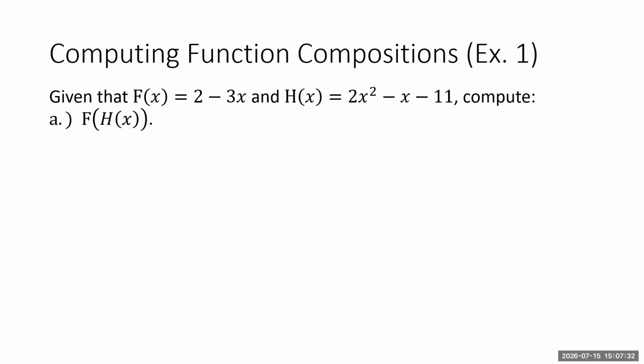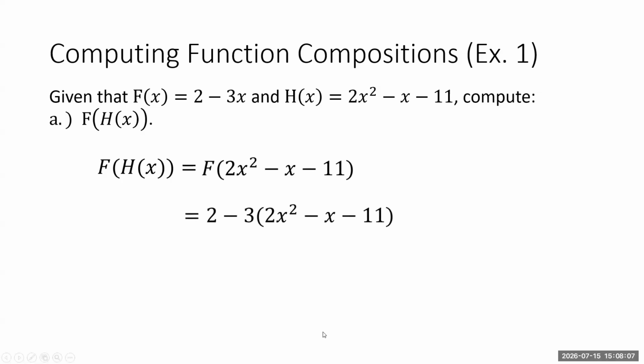Computing function compositions. Example 1. Given that f of x is 2 minus 3x and h of x is 2x squared minus x minus 11, compute, part A, f of h of x. For f of h of x, we're going to start by inputting the equation for h of x, which is 2x squared minus x minus 11, into our f function. So we have f of 2x squared minus x minus 11.